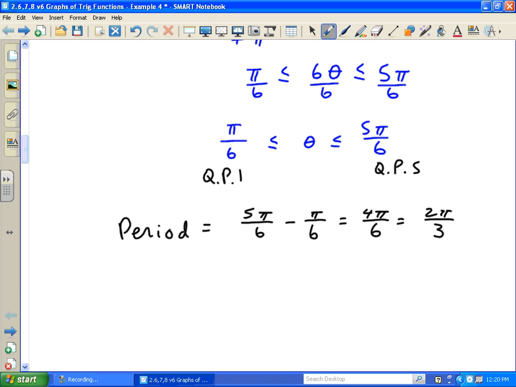Okay, from here, what I need to do is figure out my increments. My increments are determined by taking 1/4 of my period. So 1/4 of 2 pi over 3. Okay, I can reduce this. So I'll have pi over 6 as my increments. From here, I need to determine my quarter points.